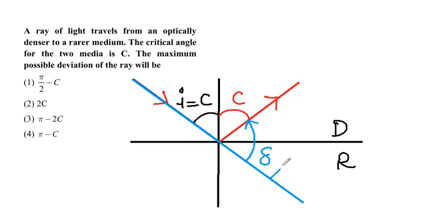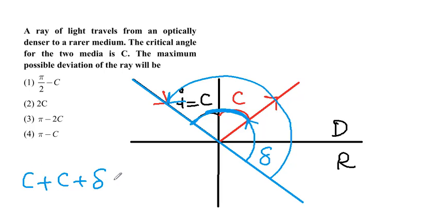You know that this total angle is 180 degree. From that, if you subtract 2 times the C, you get deviation, or rather I can say C plus delta makes 180 or pi. So delta will be equal to 180 minus 2C. So that will be your answer, pi minus 2C.